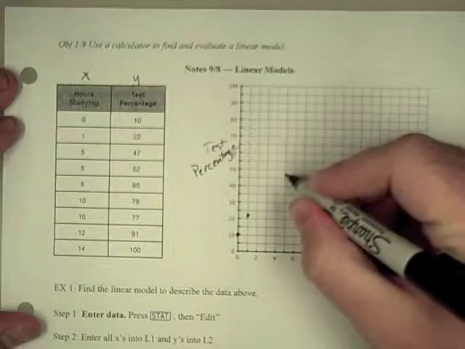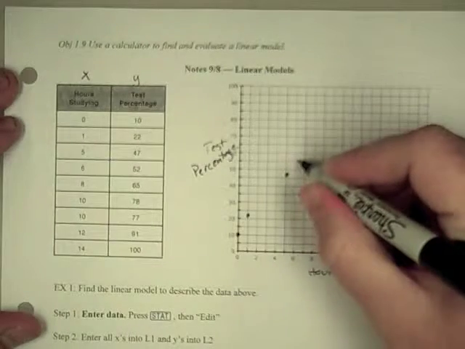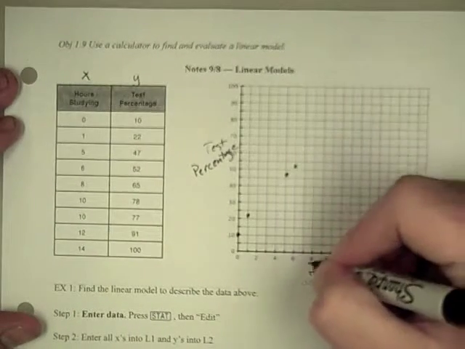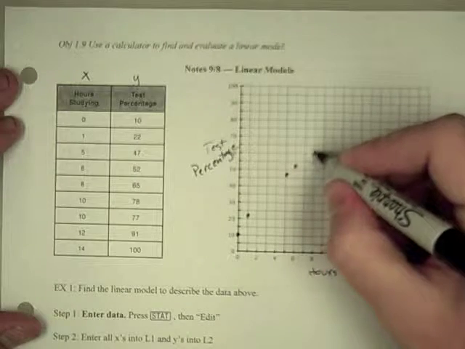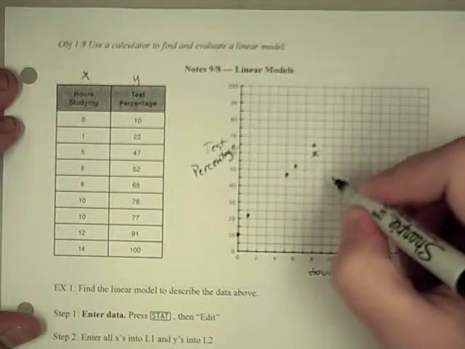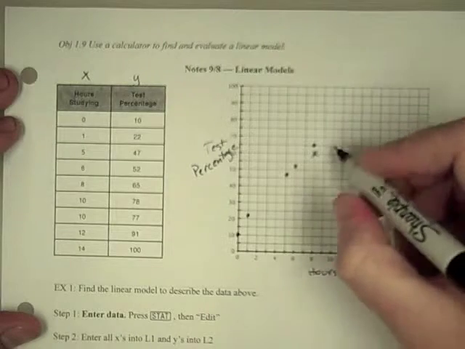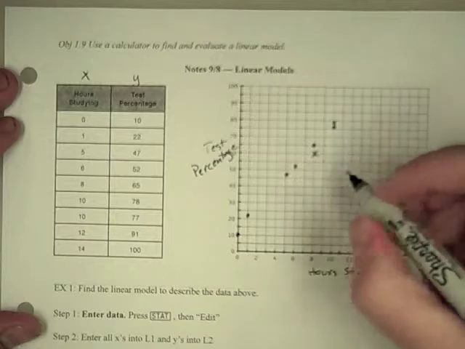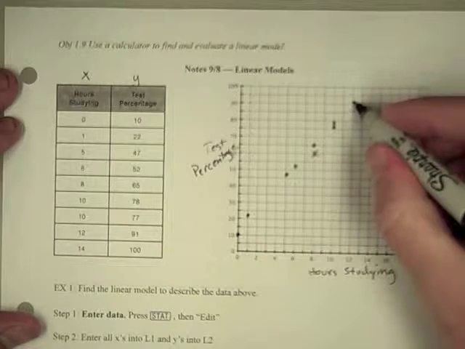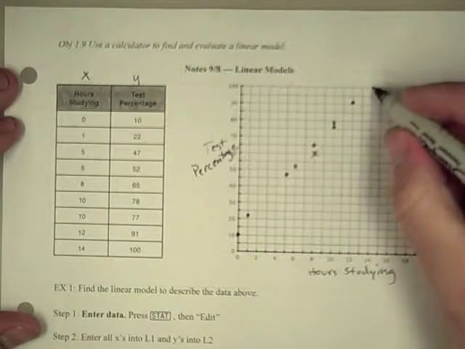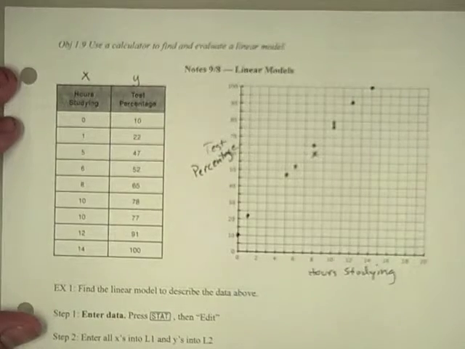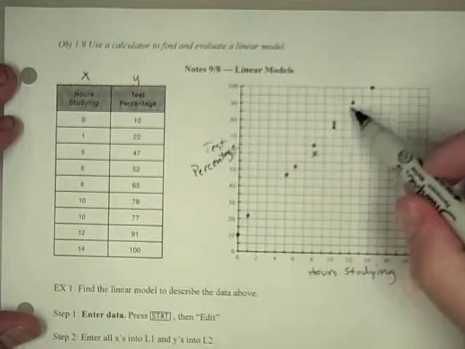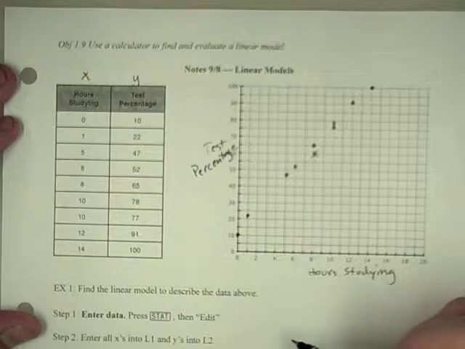5, 47, 6, 52, 8, 65, 10, 78, 10, 77, 12, 91, and 14, 100. And if we look at those points, we can see that the general shape of that relationship is a line. It is generally a line.